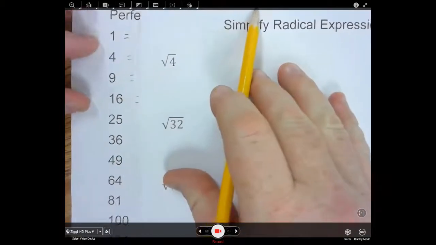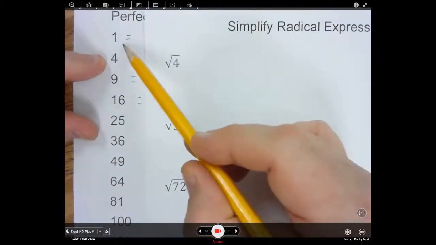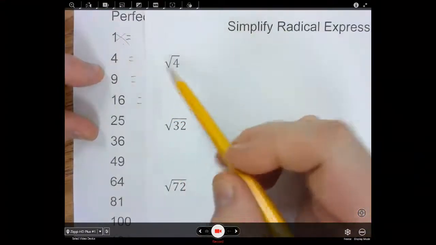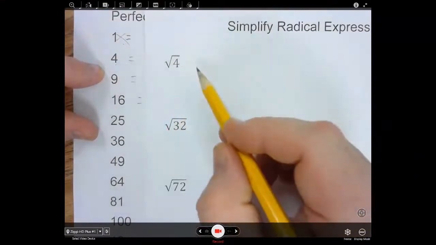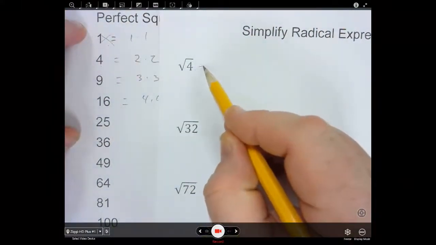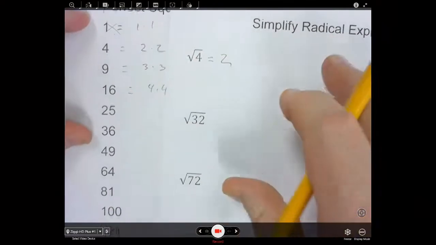So what we're going to do is take a look at this first list, and we see 1 going to 4, but 1 is never something we really want to use because 1 doesn't get you anywhere. 4 can be divided by itself, so that simplifies to just 2. So the square root of 4 is equal to just 2.